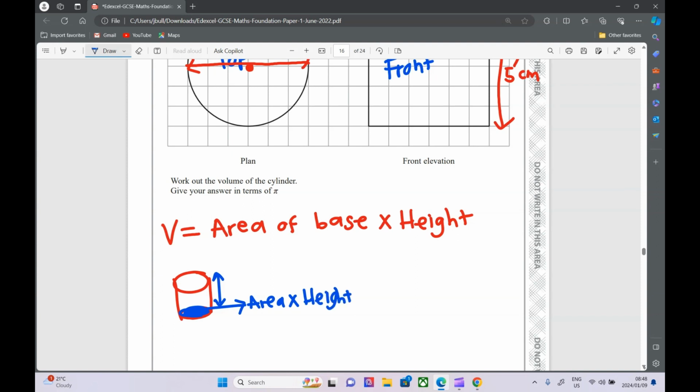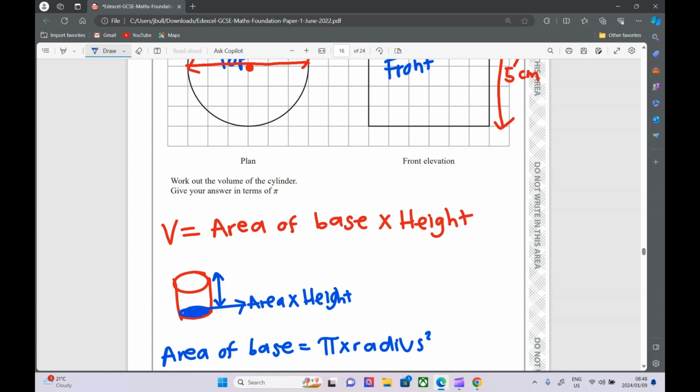Okay, so we have the height. They told us, well, we measured here. The height is 5 centimeters. The area is the area of this circle. The base is a circle. So we have to work out the area of a circle. So area of the base, you have to know this formula. So the area of a circle is pi times the radius squared.